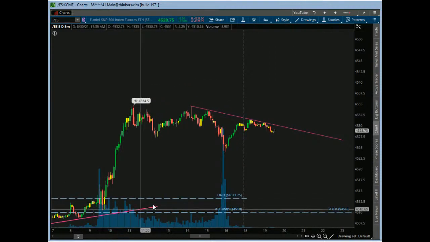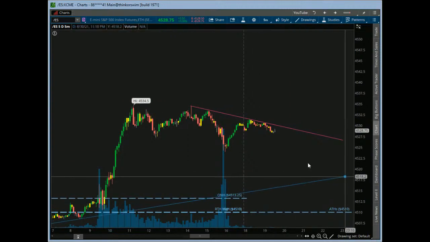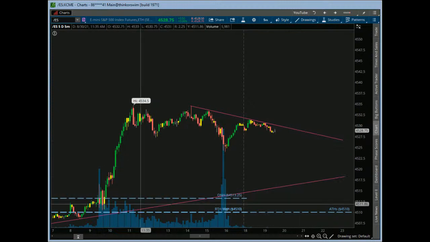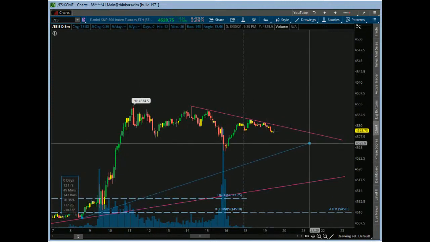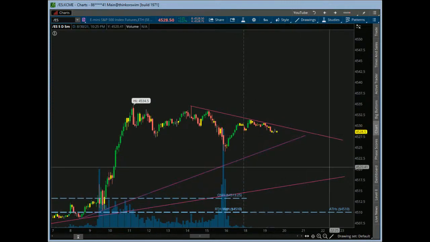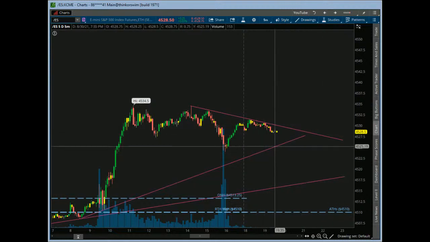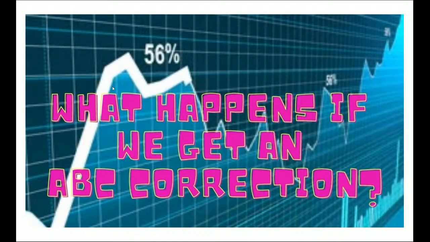This was an old geometric line that we held going into today. We could stretch this one out to here to make a larger potential triangle. And from here, you can stretch this one out and see. Now it's got that barracuda look to it. So see how these levels hold going into tonight and where we go from there. Cool stuff. So what happens if we get an ABC correction?